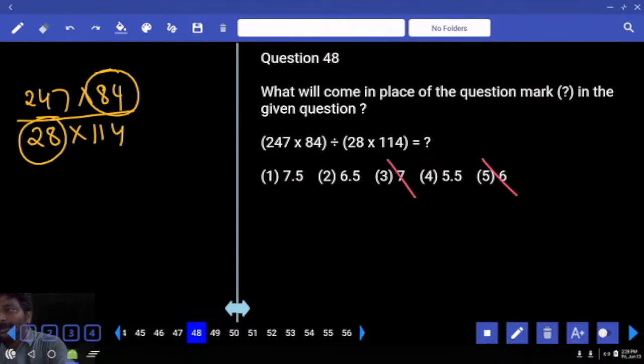eliminated. Two options eliminated. 84 3 multiple. 114 3 multiple. Both gets cancelled. Come on. Do you have 3 more multiple in numerator? So answer cannot be 3 multiple. Yes. First option eliminated. Observe remaining 2 options. Fourth option is interesting. 11 multiple. Do you have 11 multiple in numerator? Eliminate.